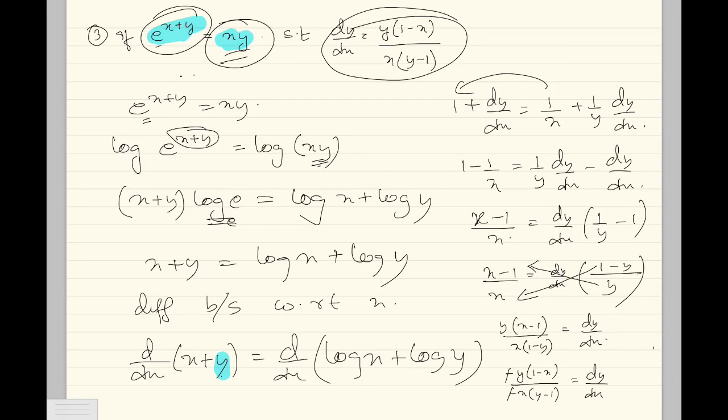So this much for today. This is what I have from implicit functions. Some homework sums are given below. Please try to solve them.